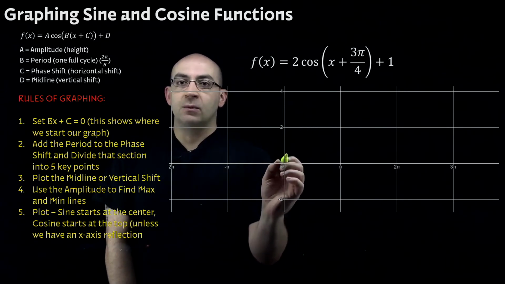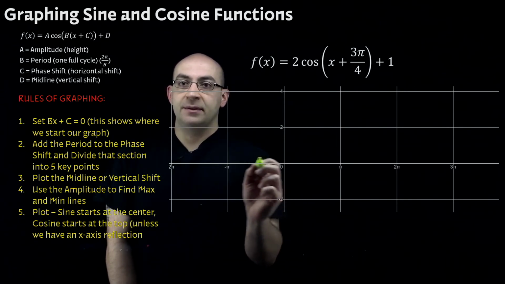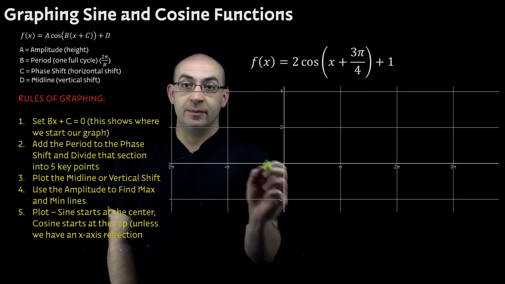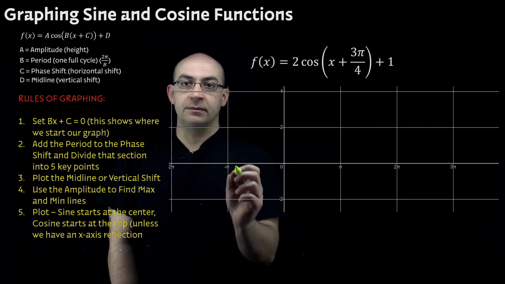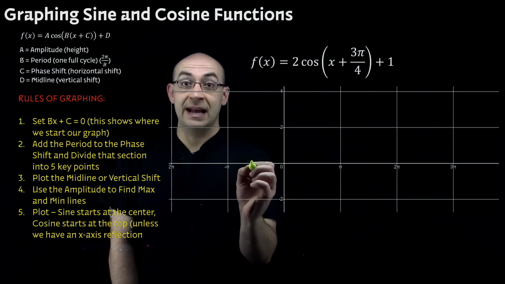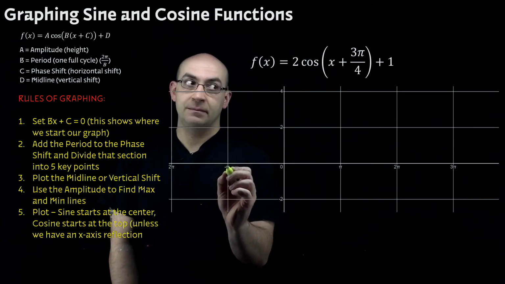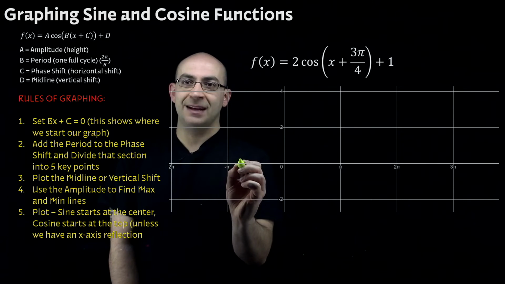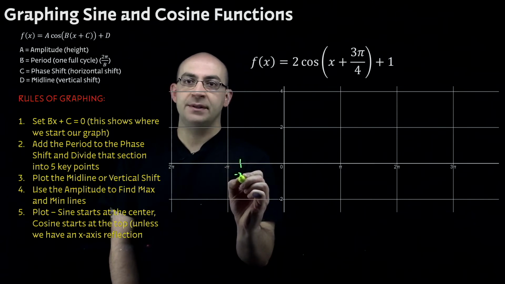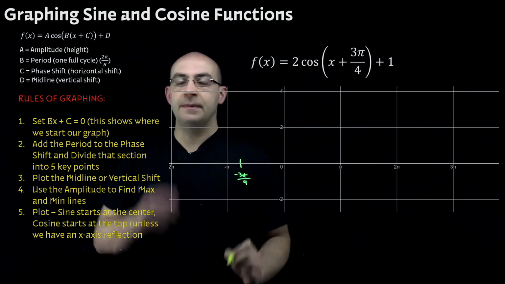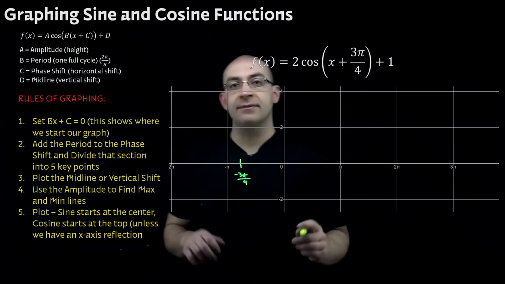Again, we have a 4, which means that this increment of 0 to negative pi can be broken up into 4 sections, right? Or 3 little dash marks. So 3 pi over 4 negative is about right here, right? Because 4 pi over 4 would be simplified to pi. So again, I'm going to estimate it as best I can. This is negative 3 pi over 4. Now, that's the beginning of this graph.